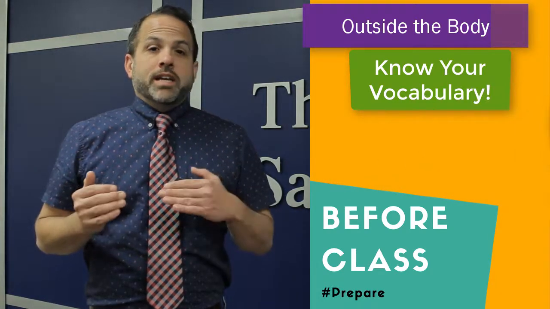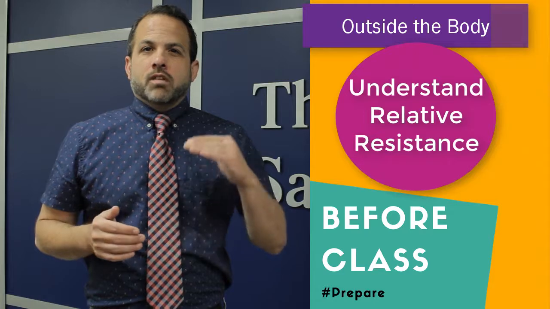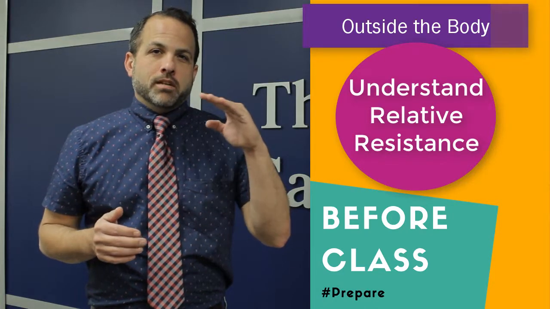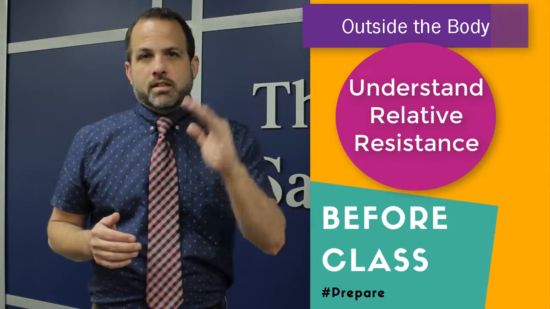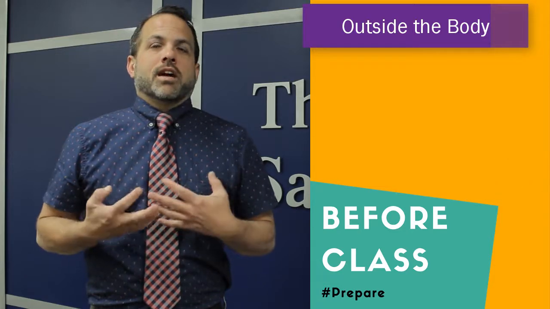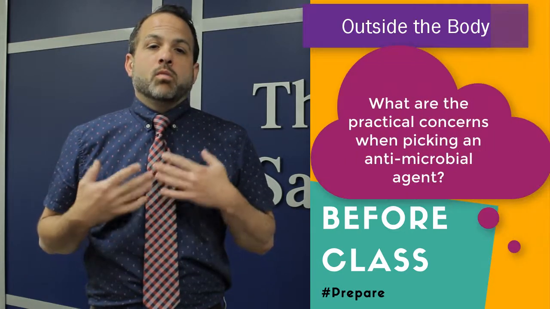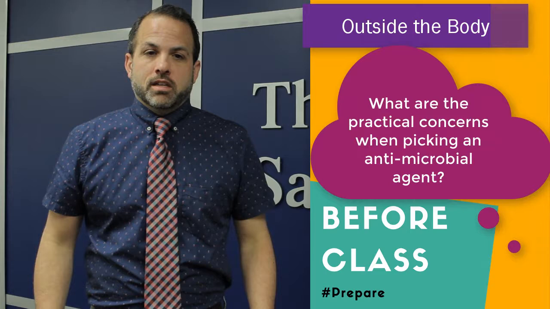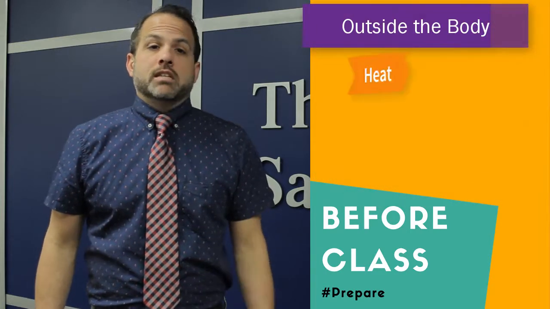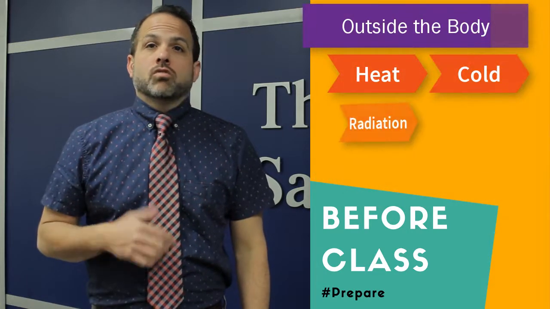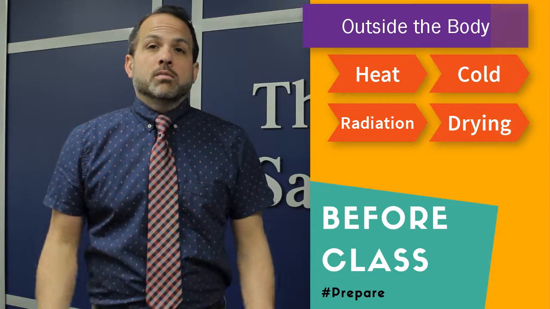Go through the different ranking of the microbes and understand what organism needs to be killed off for us to consider something to be sterile. Get a grasp of how we decide what a proper antimicrobial agent is. Whether we're going to use heat, cold, radiation, drying out the organism, osmotic pressure, or filtration to be able to get rid of the organisms.